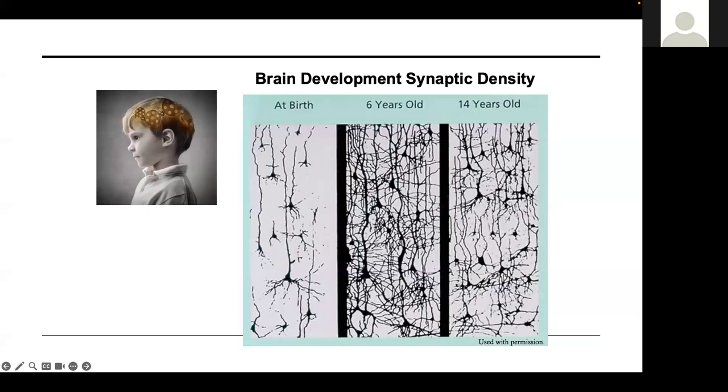Two great websites for learning more about brain development that are in our optional resources this week are Zero to Three and also Harvard's Center on the Developing Child. If you're truly interested in learning more about this, those are two great resources.